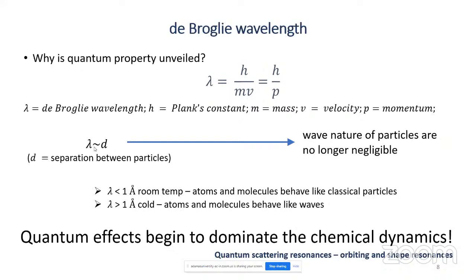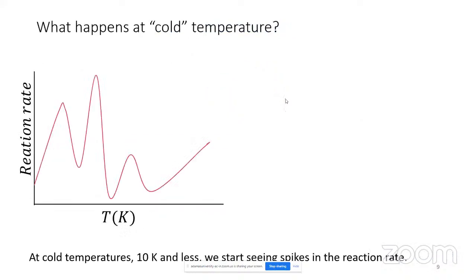Now, when we are lowering the temperature, our momentum is reducing, and our lambda is increasing. At low temperature, as soon as the lambda becomes greater than the intermolecular separations, quantum effects start dominating the chemical dynamics, and we start seeing signature quantum effects such as quantum scattering resonances, orbiting, and shape resonances, right?